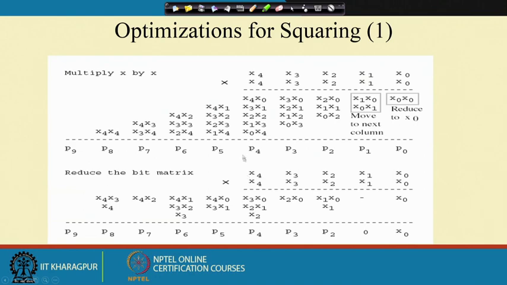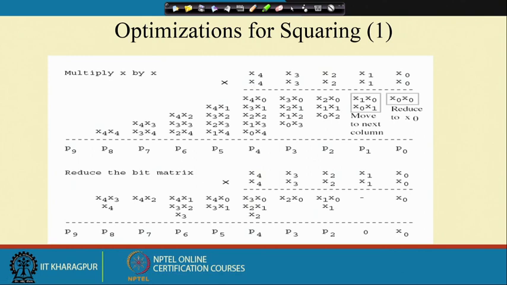Okay. So, this is the squaring. Suppose I have to multiply x with x. Now consider x is of 5 bits, x0 to x4, and the same number, x0 to x4, is multiplied with it.